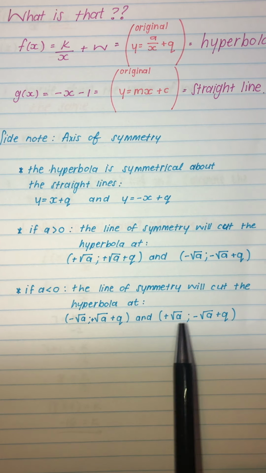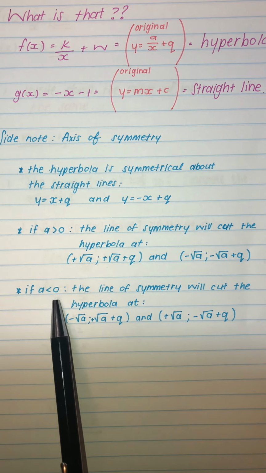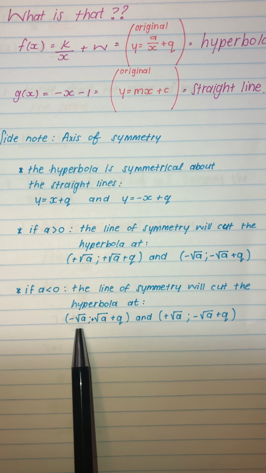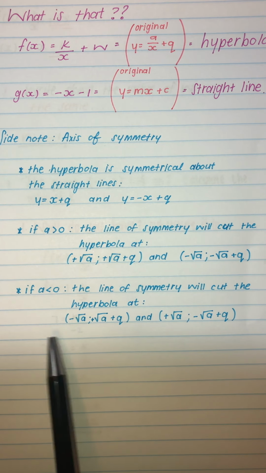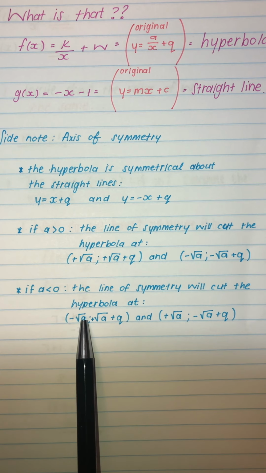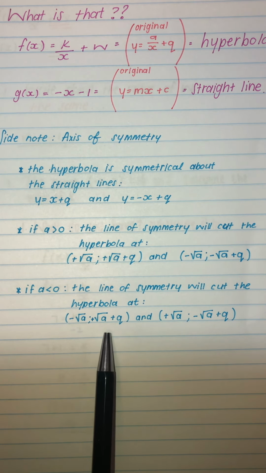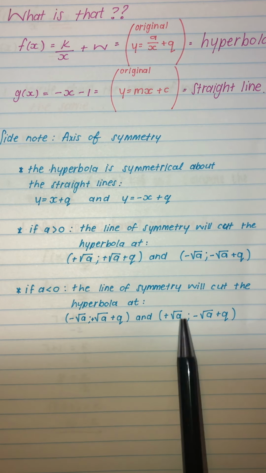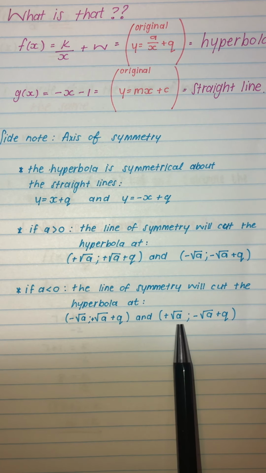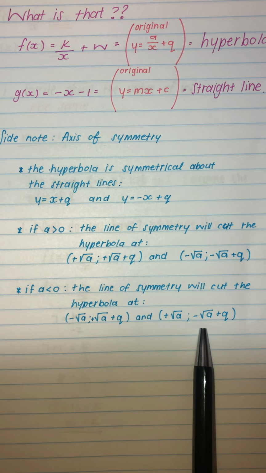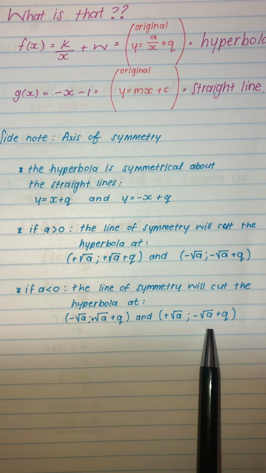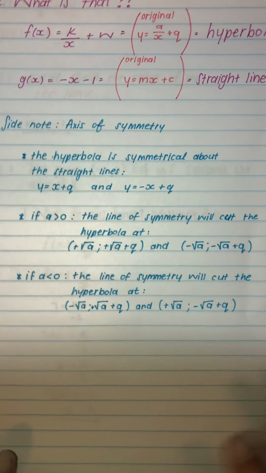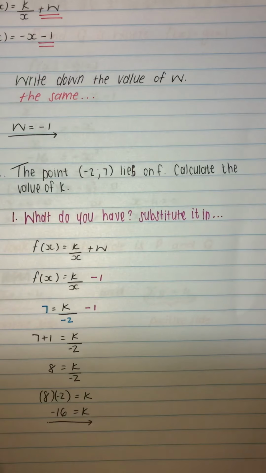And then the exact opposite: if a is smaller than 0, the line of symmetry will cut the hyperbola at x-coordinate negative square root of a, and the y-coordinate is going to be the square root of a plus q. The other point has x-coordinate the square root of a, and y-coordinate negative square root of a plus q. So with that in mind, we are going to do the question.